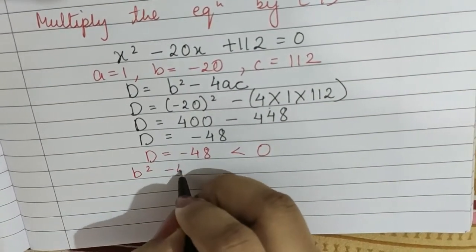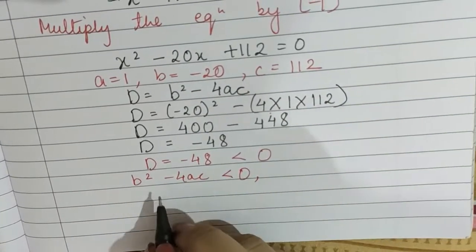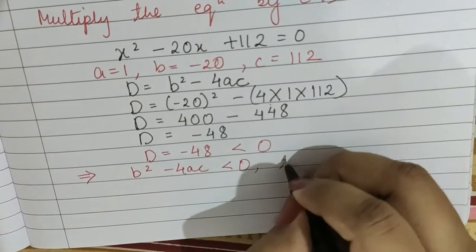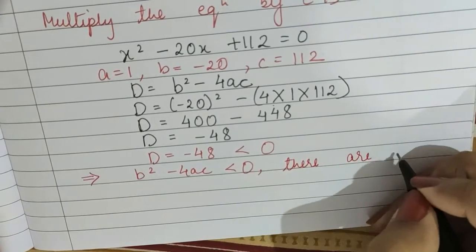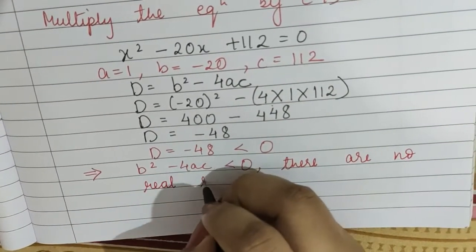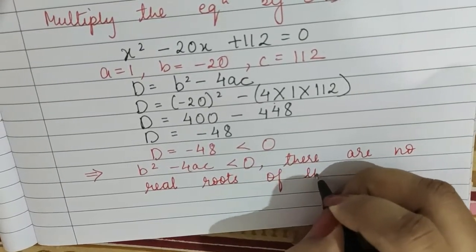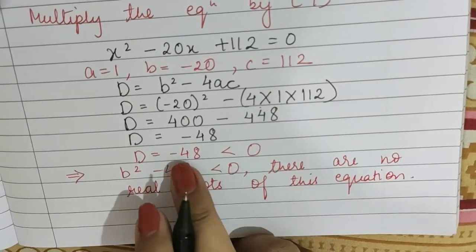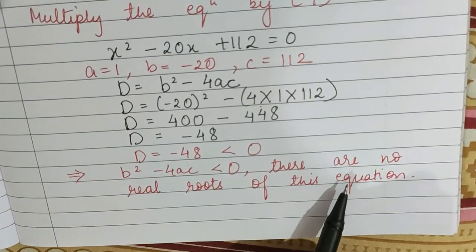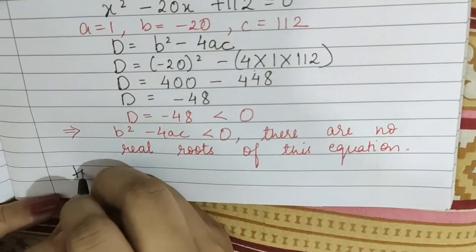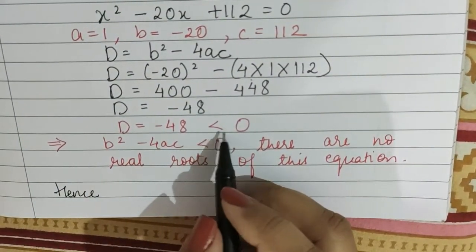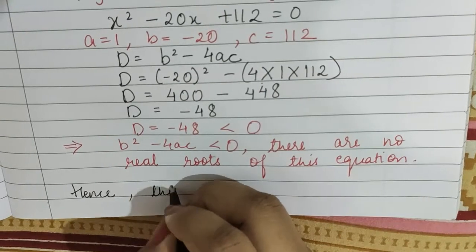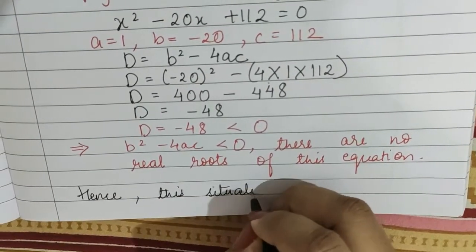That means b square minus 4ac is less than 0. Now what happens when b square minus 4ac is less than 0? There are no real roots of this equation. Why? Because the discriminant is less than 0, it is negative, so there are no real roots of this equation. So your final answer will be: hence, since the discriminant is less than 0, there are no real roots, so we won't be able to find their ages. So we write: hence this situation is not possible.